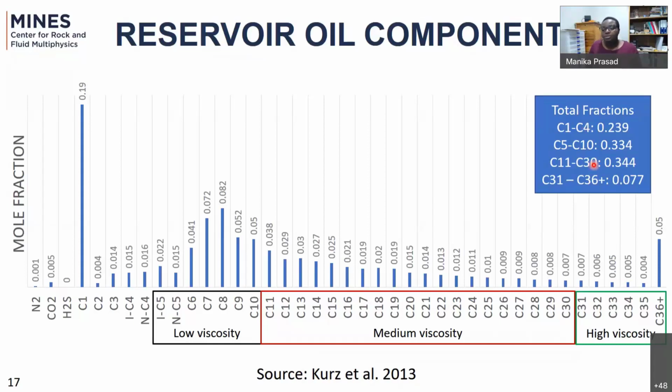However, I'd like you to notice the C36 plus of 5% here, because it's been reported in literature that the displacement of the entire hydrocarbon is driven by the displacement of the heavy portion of the crude as well. So we went on to look at this heavy fraction, C36 plus, in the reservoir simulation.